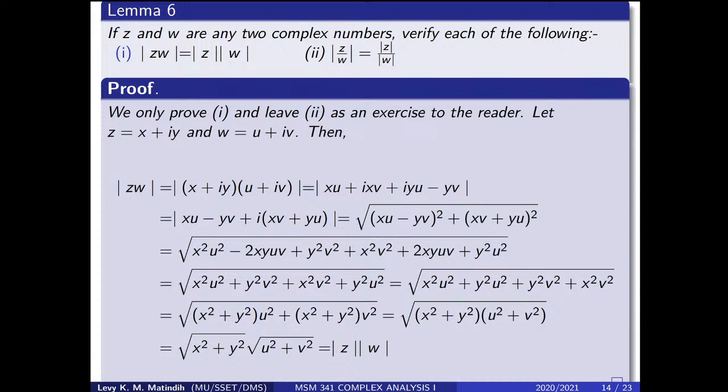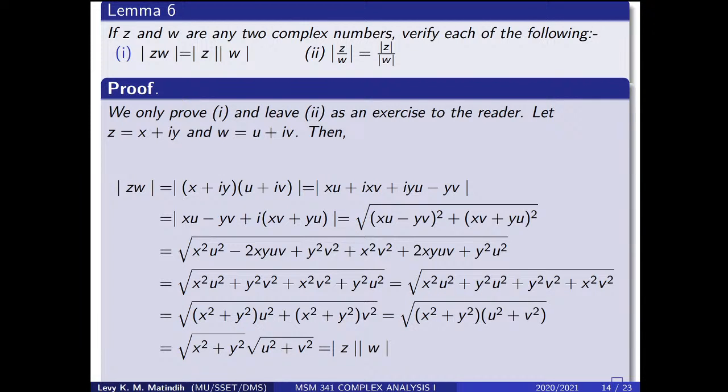Now, according to surds, the surd of a product is the product of the surds in short. So the square root of x squared plus y squared multiplied by u squared plus v squared is the same as the square root of x squared plus y squared multiplied by the square root of u squared plus v squared. Now, the square root of x squared plus y squared is equal to the modulus of z, and the square root of u squared plus v squared is just the modulus of w.